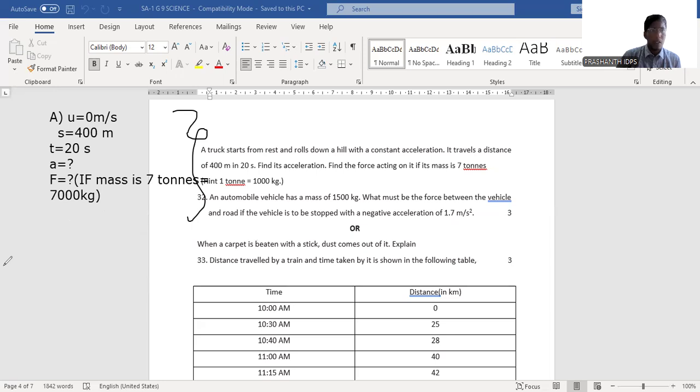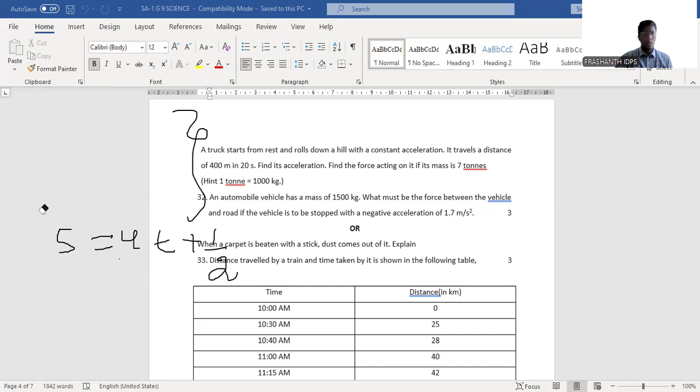Based on the given values, I'll take the formula that is easy for calculation because we need to find acceleration: S is equal to ut plus half at square. This is the second equation of motion. S is equal to ut plus half at square.